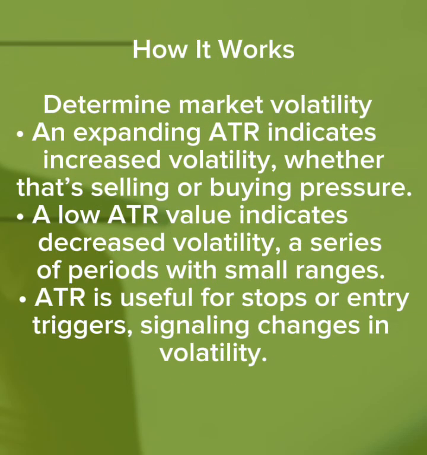How it works. Determine market volatility. An expanding ATR indicates increased volatility, whether that's selling or buying pressure. A low ATR value indicates decreased volatility, a series of periods with small ranges. ATR is useful for stops or entry triggers, signaling changes in volatility.